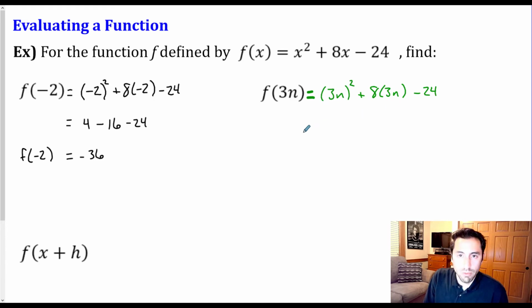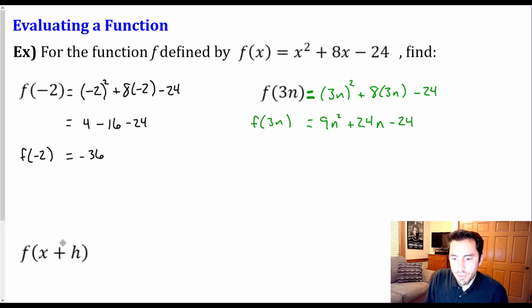Just like we did in the first one, we're going to simplify this as much as we can. 3n squared is the same as 3n times itself. So 3 times 3 is 9, and then n times n is n squared. In the middle, 8 times 3 is 24. And lastly, we have our minus 24. And that's it. We have no more like terms. This is as simple as it gets. So our result, f of 3n, is equal to that expression.